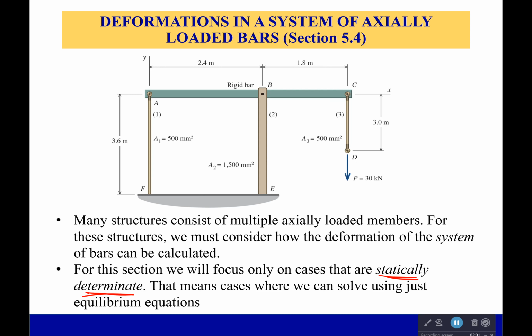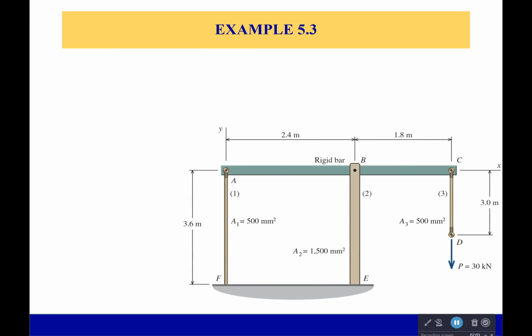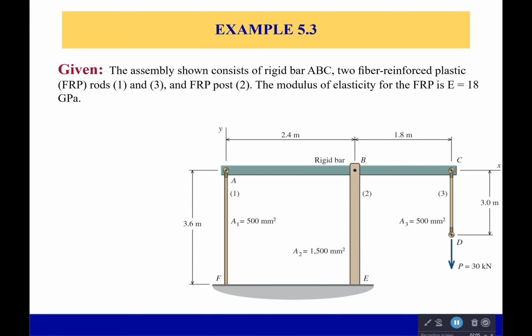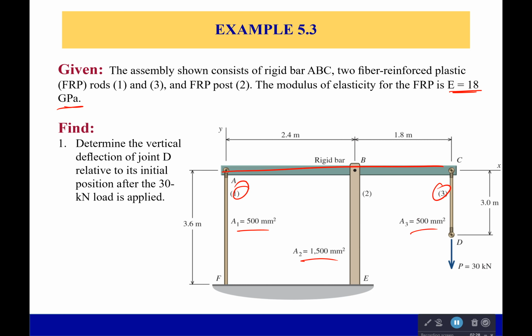And so we're going to focus on an example now, which is one of those statically determinate examples. So what we have here is an assembly, and it's got a rigid bar A, B, C. And there's two fiber reinforced plastic rods on the sides, and a fiber reinforced plastic post in the middle, with their areas being shown here. The modulus of elasticity for those rods is as follows. We want to find the deflection of this point D. How far does it move after applying this 30 kilonewton load?